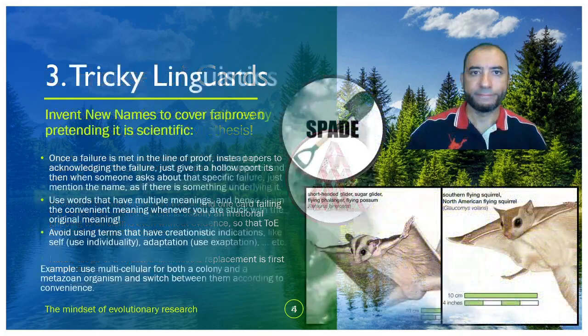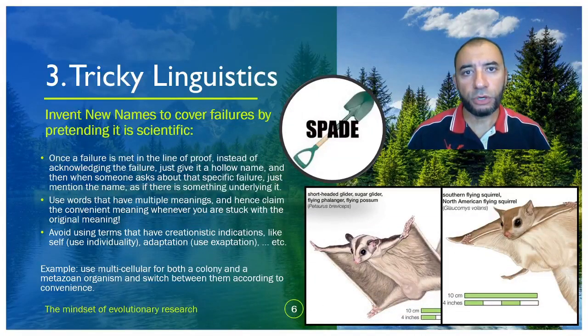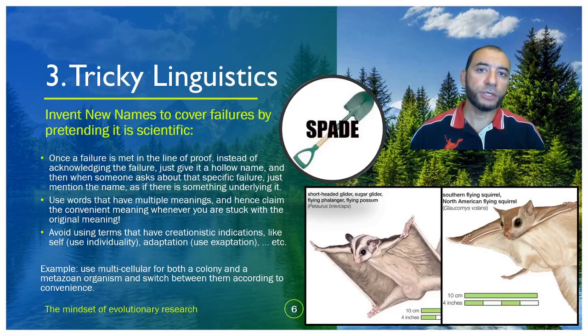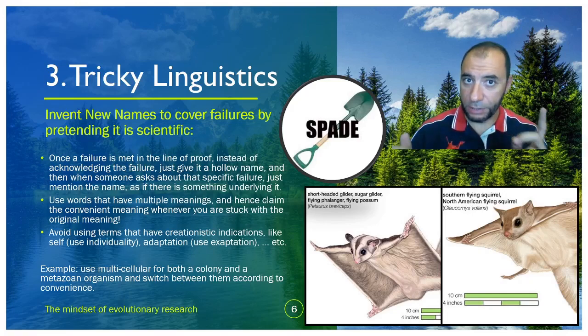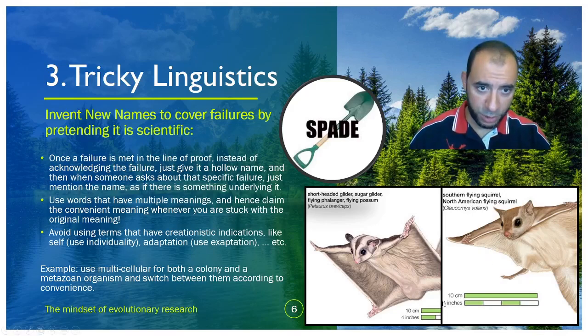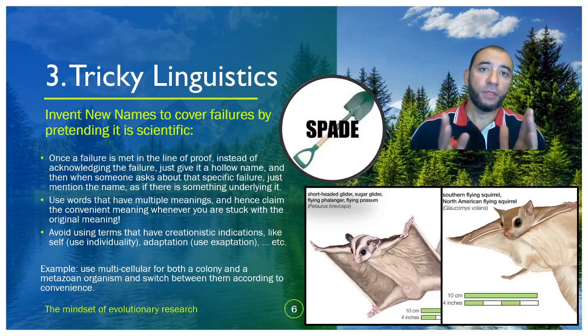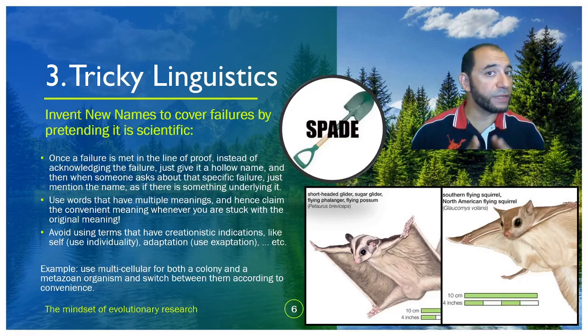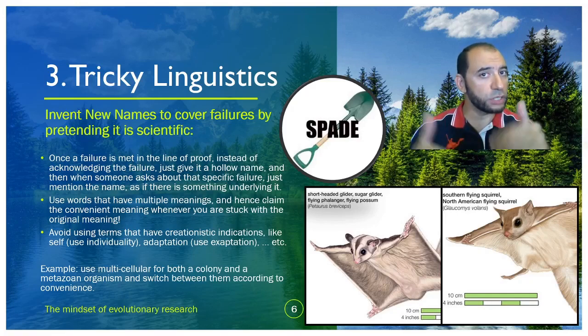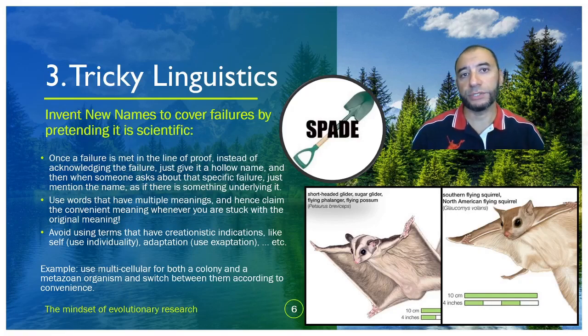Let's look to the next point. Now, the third point is tricky linguistics. And under this, we will find many examples that, as a seeker of truth, you must be very careful of. So if you look, for example, at this picture on the slide, the one on the left is actually a gliding possum, and the one on the right is actually a gliding squirrel. And those two are completely different animals. Even evolution does not claim they are coming from the same common ancestor.